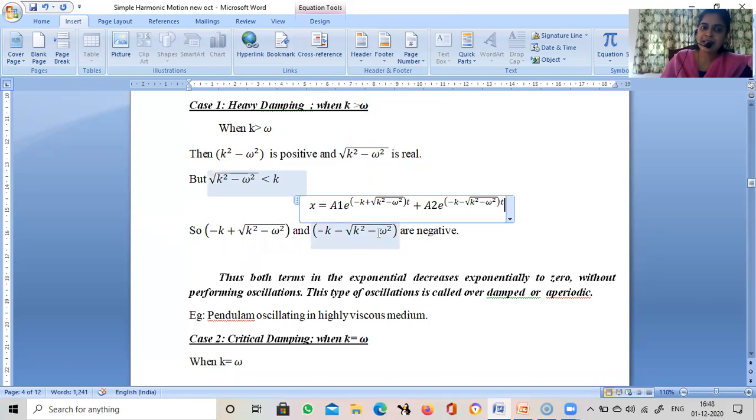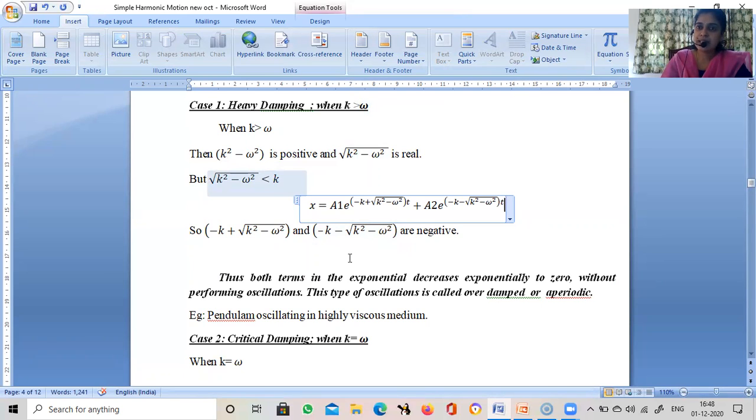And minus k minus root of k square minus omega square: as root of k square minus omega square is a real quantity, this term is also negative. Both these terms will be negative. So x is equal to a1 e raised to minus of some value into t plus a2 into e raised to minus of some constant into t. That means both these terms in the exponential decrease exponentially to 0 with respect to time without performing any oscillations. This type of motion is called over-damped condition or heavy damping condition.